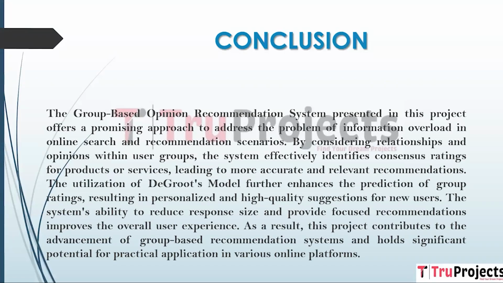Conclusion: the group-based opinion recommendation system shown in the project is a viable method for addressing the issue of information overload in online search and recommendation scenarios. The method effectively determines conscious ratings for items or services by taking into account relationships and opinions within user groups, resulting in more accurate and relevant recommendations.